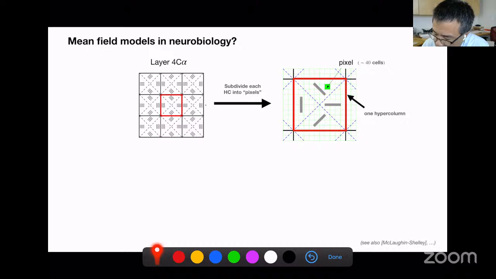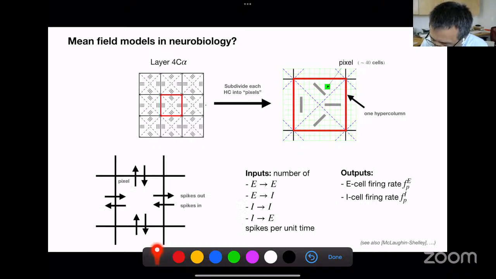This is a hypercolumn, and we've divided it into 10 by 10 blocks. I'm going to be calling these blocks pixels just because we're in a visual context. That's another natural terminology. But it's really a block, a little block of a small number of cells.